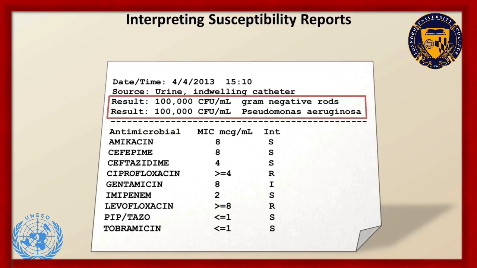The 100,000 CFU, or colony-forming units, is a rough marker of the bacterial load for a particular sample. The lower the number, the more likely one is dealing with a contaminant or colonizer, while the higher the number, the more likely one is dealing with a pathologic infection. So far, the information is relatively straightforward. It's the next section that can be confusing.